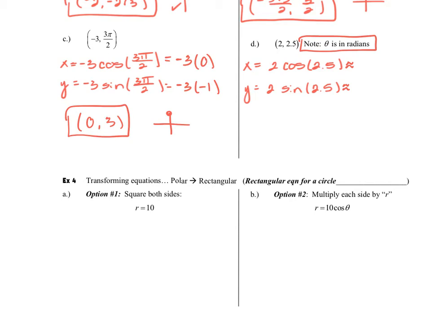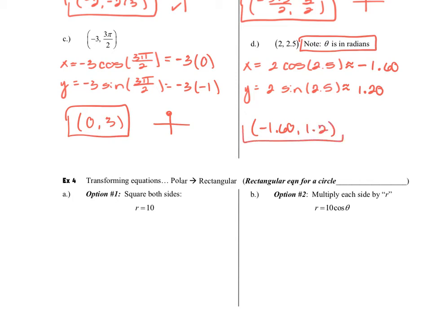and type this in your calculator, you will get for the x value a negative 1.60. And for the y value, you're going to get a positive 1.20. We're just rounding those. So our rectangular form would look like this.